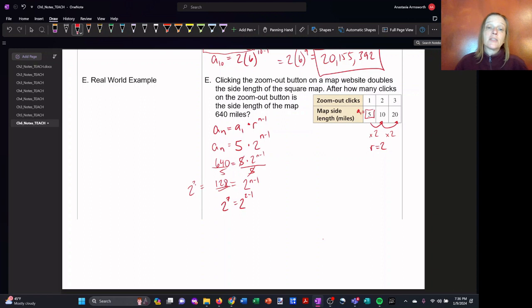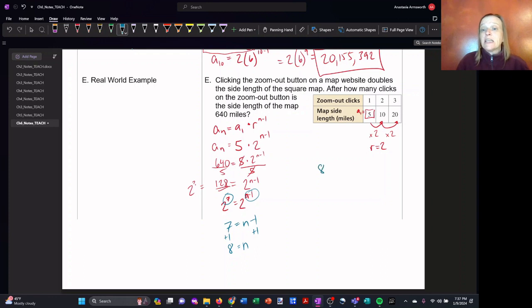And remember, that's just the left side of the equation. On the right side, I still have 2 to the n minus 1. Now that I have 2 to the 7th equals 2 to the n minus 1, I see that 7 must equal n minus 1. Because I was able to get the bases the same on both sides, I now have an equation that's easy to solve directly, versus learning about logarithms, which we haven't learned yet. So we'll add 1 to both sides of the equation, and I can see that n must equal 8.